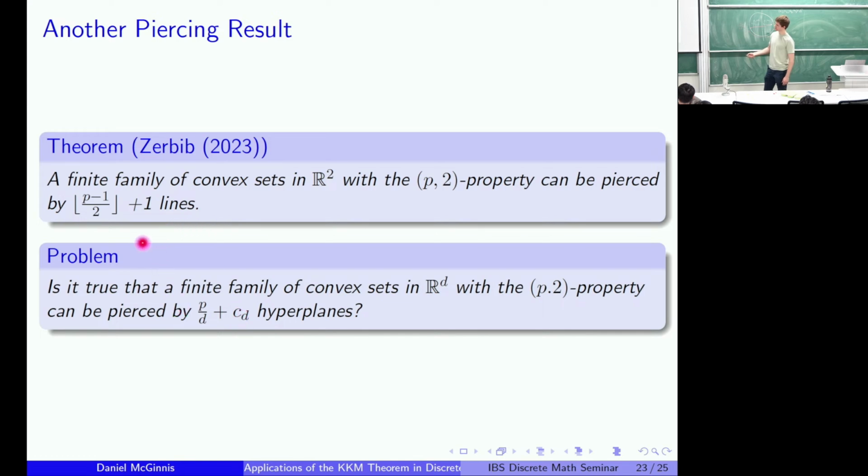Basically, there's a 2 in the denominator here because if you have any 2 sets, they can be pierced by a line. And there's a d in the denominator here because if you have any d sets in R^d, they can be pierced by a hyperplane.